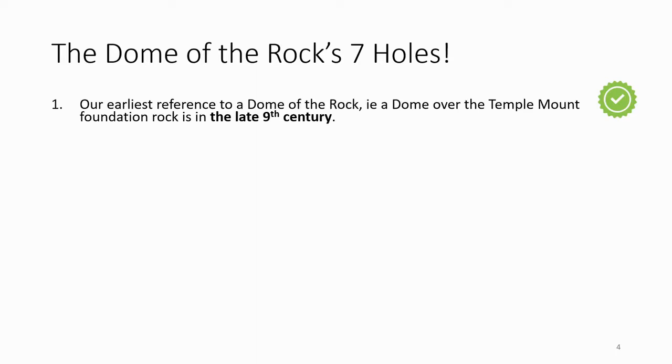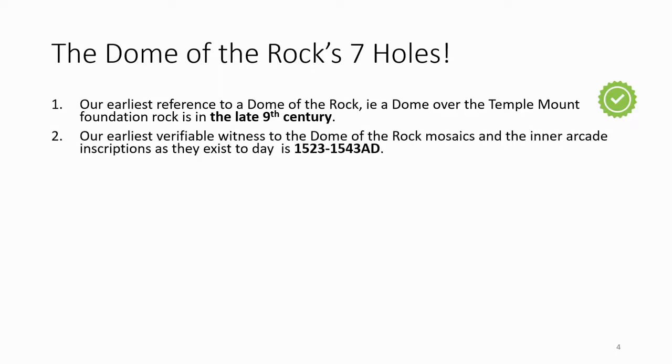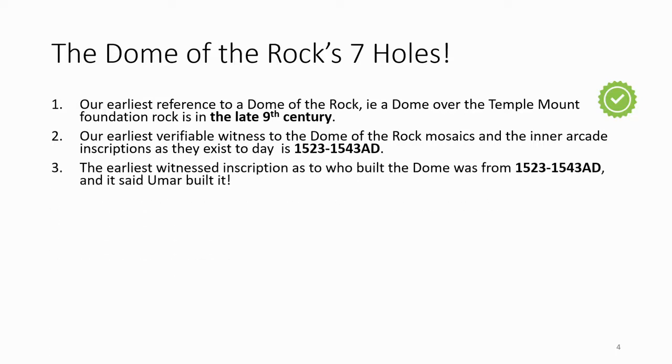Our earliest reference to a Dome of the Rock, i.e. a dome over the Temple Mount foundation rock, is in the late 9th century, and we discover that in part 2. Our earliest verifiable witness to the Dome of the Rock mosaics and the inner arcade inscriptions as they exist today is 1523 to 1543 AD. The earliest witness inscription as to who built the dome was from 1523 to 1543 AD, and it said Umar built it.